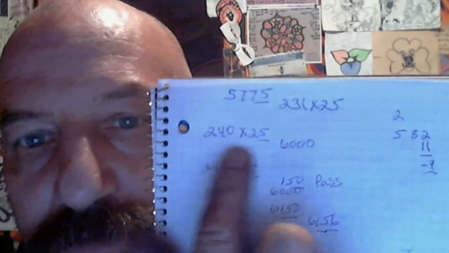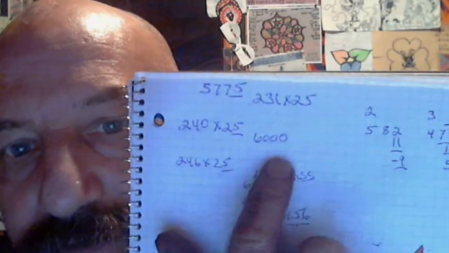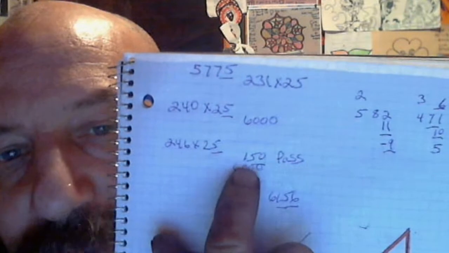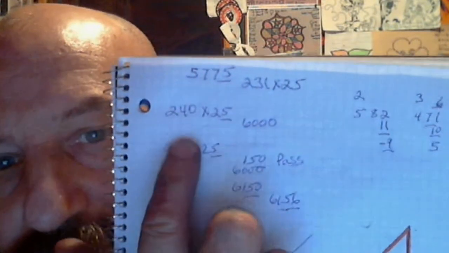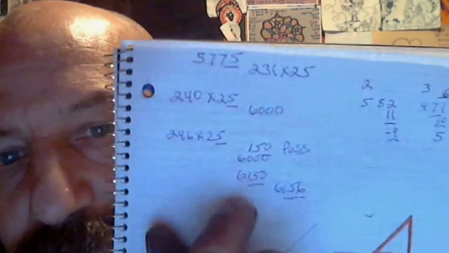Equaling to 25. 240 by 25 is 6,000. 246 is the passage. 8E and 6, 156, the spirit of Aleph. Because 0 equals 6, add on 150 more.